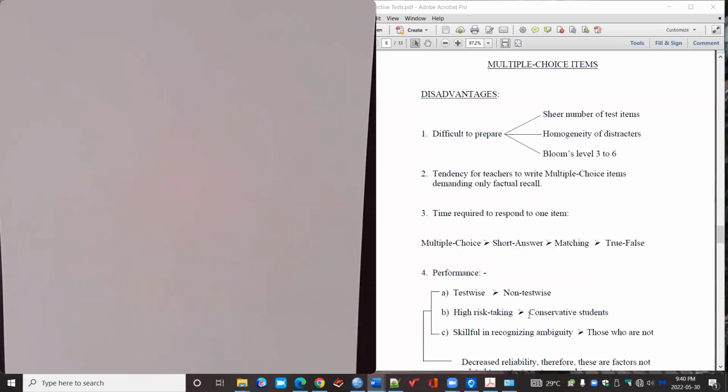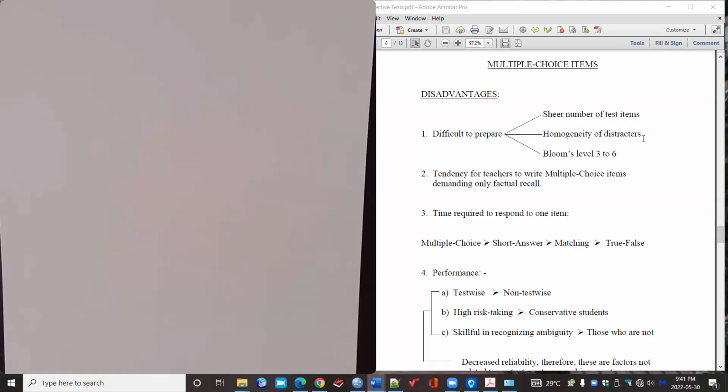And take a look at the disadvantages. The disadvantage is that it is difficult to prepare, given the sheer number of test items, say 50 to 60 items within an hour. And I mentioned the homogeneity of distractors. It is also very difficult to construct as we go up Bloom's taxonomy ladder.